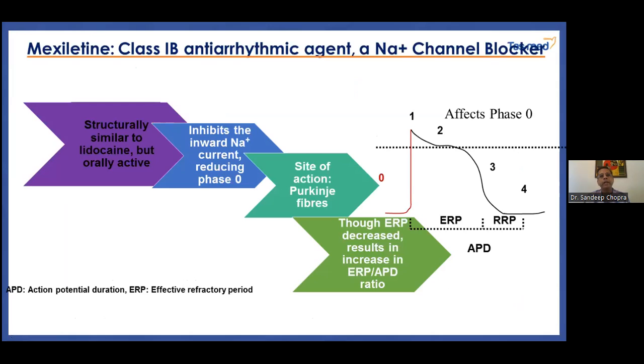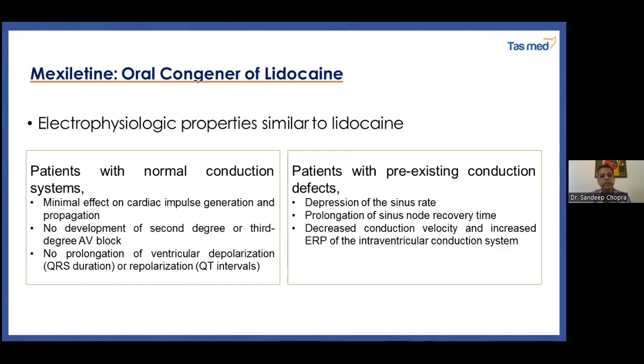It's a class 1B antiarrhythmic drug, a sodium channel blocker, structurally very similar to lidocaine, but orally active. Site of action being the Purkinje fibers. So it's an oral congener of lidocaine, and EP effects are similar to lidocaine. It has no development of second degree or third degree block in patients with normal conduction. The good thing, again, like I mentioned before, is no prolongation of QRS or QT.